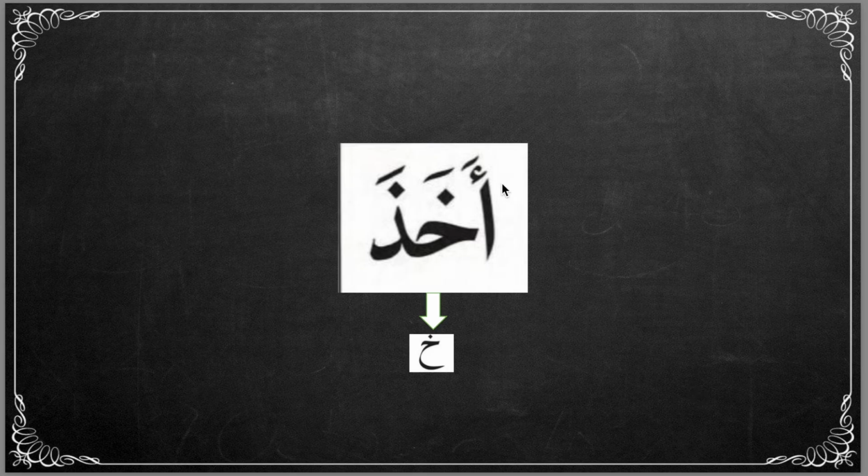Here we have Hamza sitting on an alif with a fatha, a. Kha with a fatha, kha. And notice this is its head only. We only see the head of the letter kha here. And then we have dal with a fatha. The. A, kha, the. أخذ.